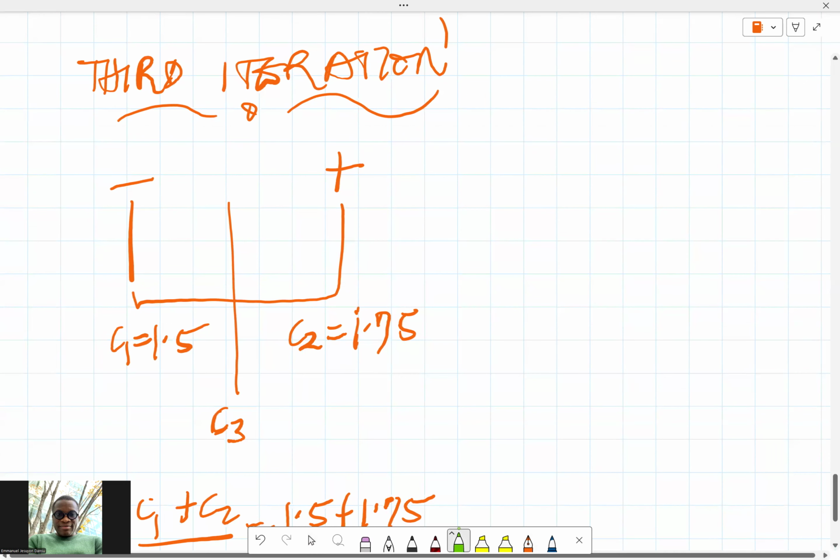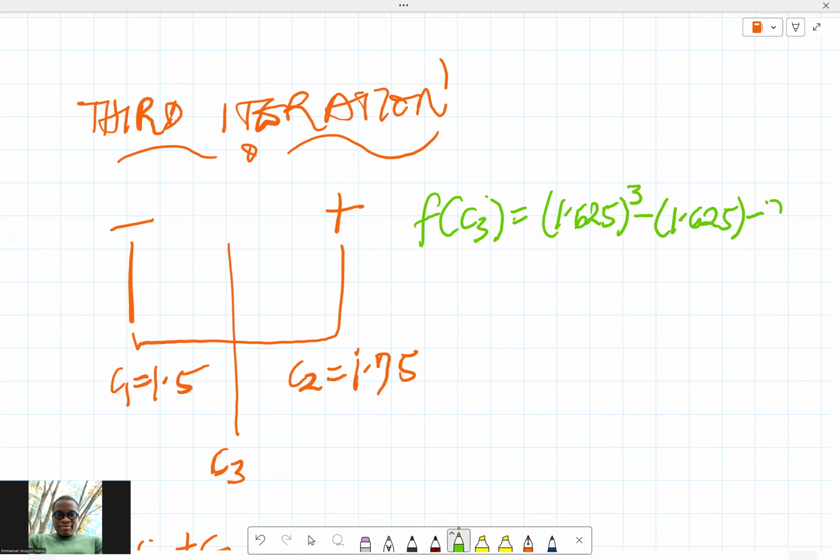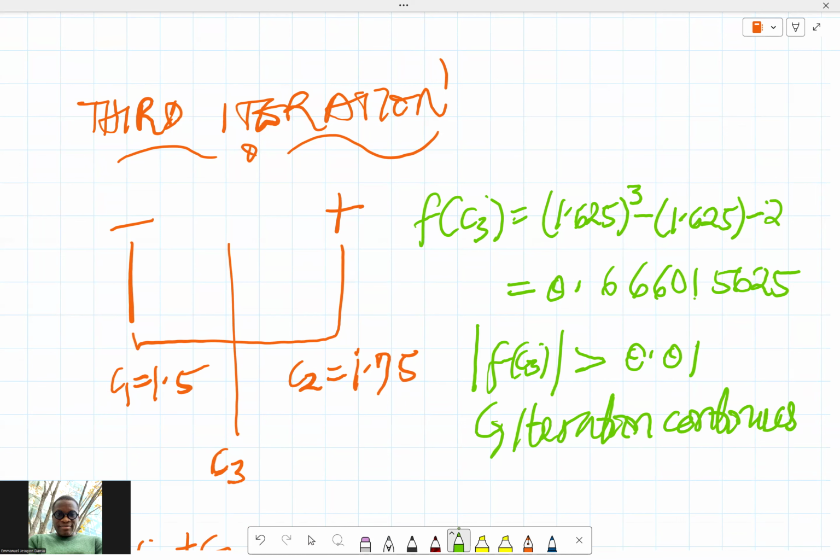We go for f of C3. So f of C3 is 1.625 raised to power 3 minus 1.625 minus 2. If you punch your calculator, you get 0.666015625. So again, you see that the absolute value of f of C3 is still greater than 0.01. So what does that mean? Iteration continues. You can see this can be really slow. You're going to see faster methods as we progress.